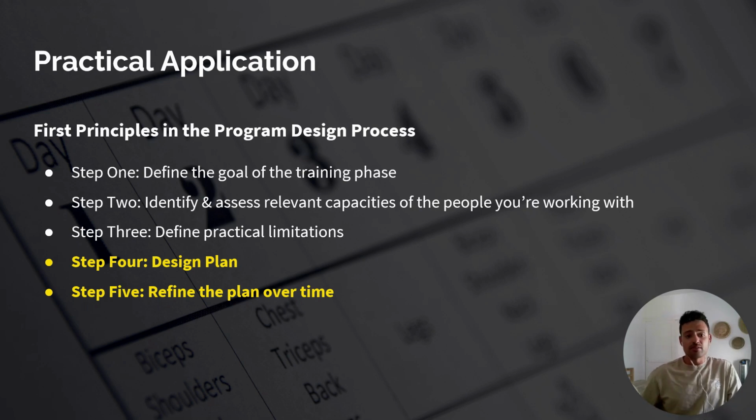Then from there, let's define some practical limitations, right? So time, space, equipment access, anything that could practically impact my ability to implement a program. And then from there, the two things that we're going to talk about heavily are going to be design the plan and then refine the plan over time. So designing the plan, I actually sit down and create the plan, and then five, and my favorite and the unsung hero of this whole process, I refine the plan over time, right?